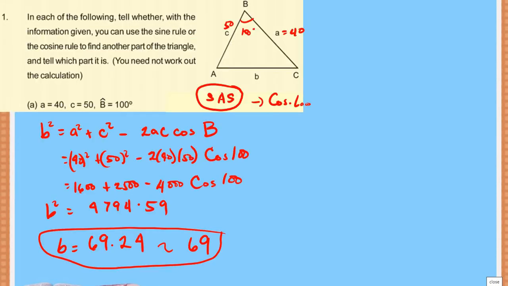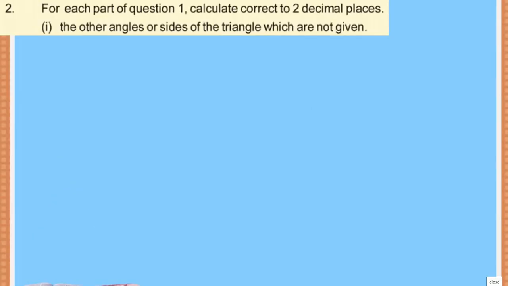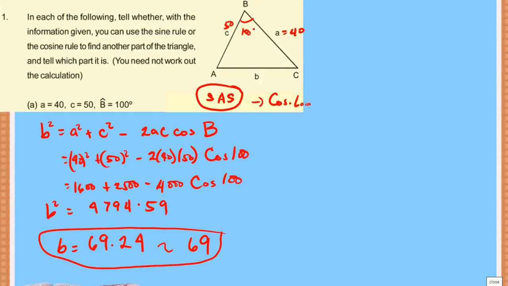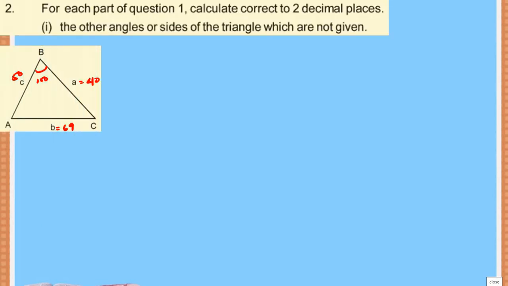So if we're going to transfer that, that is 40, 50, and 100. We now have that 40, this is 50, this is 100, and we solve for, what did we solve there? That is B, which is 69. Again, if you're going to look at this, B is 69, C is 50, A is 40, and D is 100. So we have this.